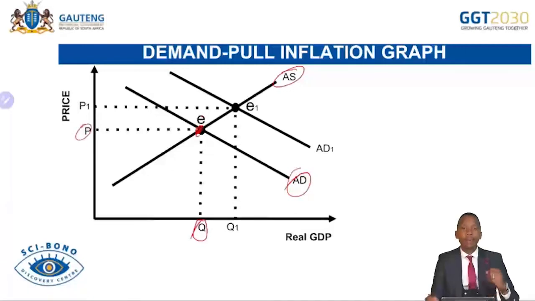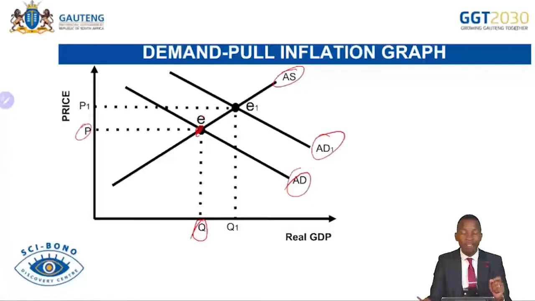Now, because of increasing demand caused by the increase in household spending, government spending, investment spending, and the foreign sector, less savings, less taxes, lower interest rates, more money supply, all of these components are causing the demand to increase while the economy is facing supply constraints. So the supply does not increase, but the demand for goods is increasing. This leads to the aggregate demand shifting from left to right, from AD to AD1.